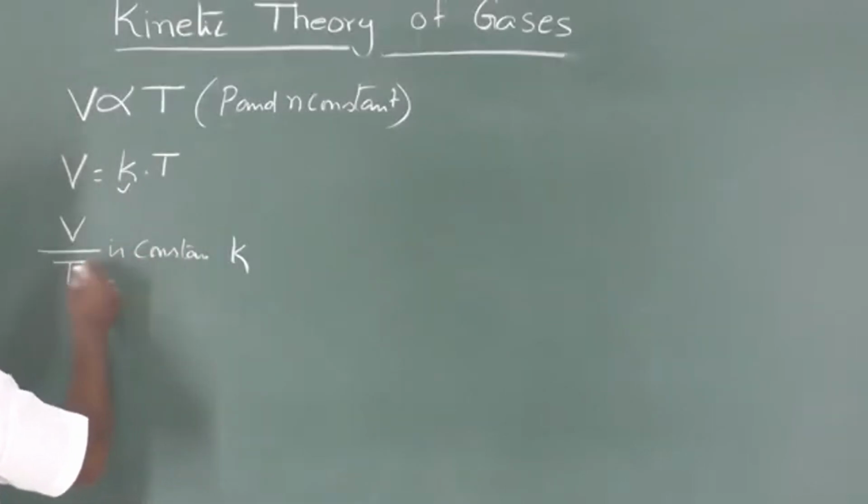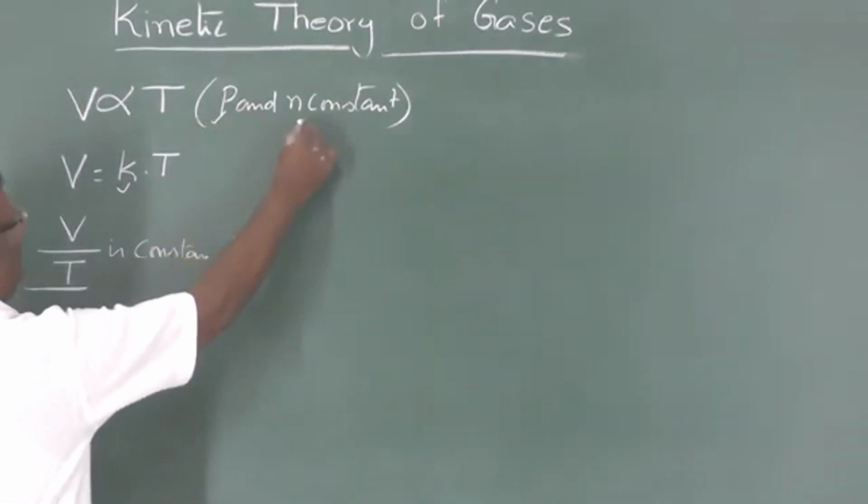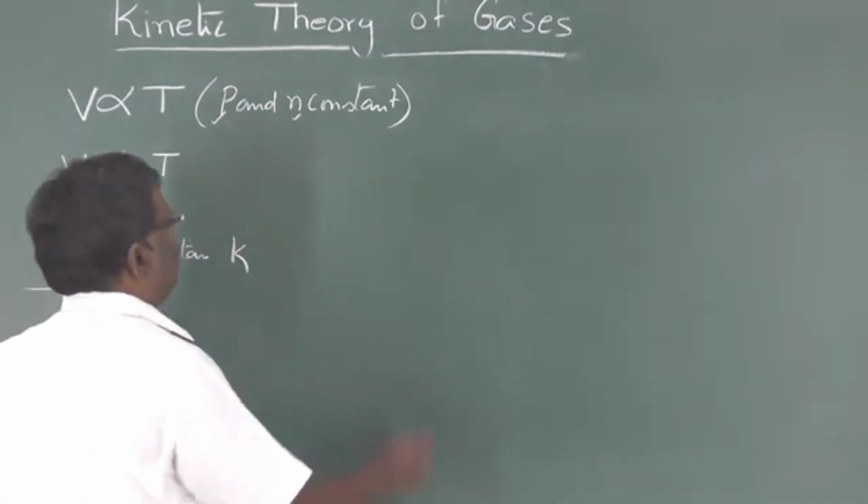That means V by T is constant K. So, V by T is constant when P and N are constant. That is the thing that we have to prove. Now, let us come to the kinetic gas equation.